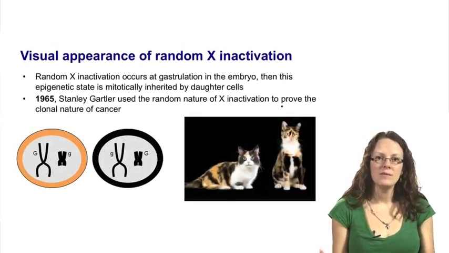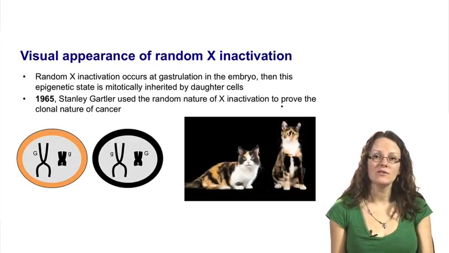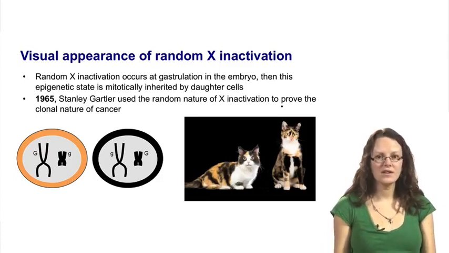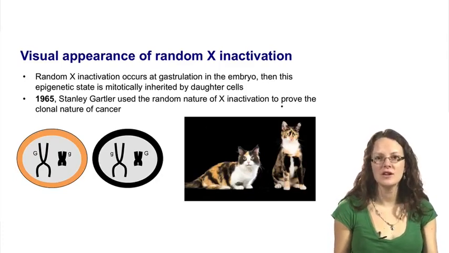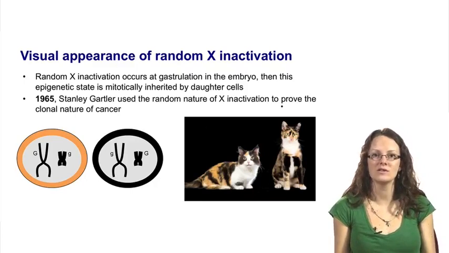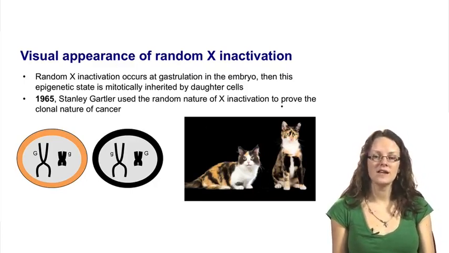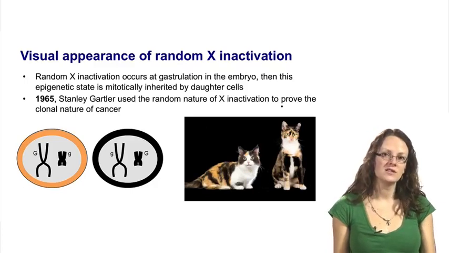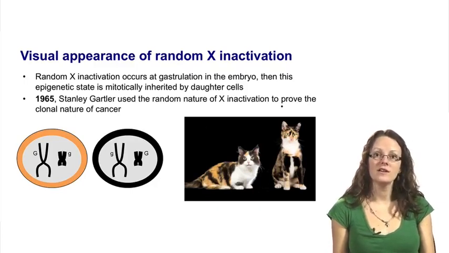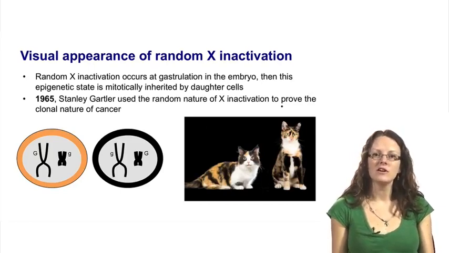So the key point here is that random X inactivation occurs very early in embryogenesis, around gastrulation, and once that choice is made, it's mitotically heritable. It's also interesting to think, remember I mentioned in the 1966 Olympics, they were already testing for the Barr body to tell whether it was a female or a male athlete. But in 1965, Stanley Gartler also used this presence of the Barr body, or random X inactivation, to prove that cancer was clonal in origin.